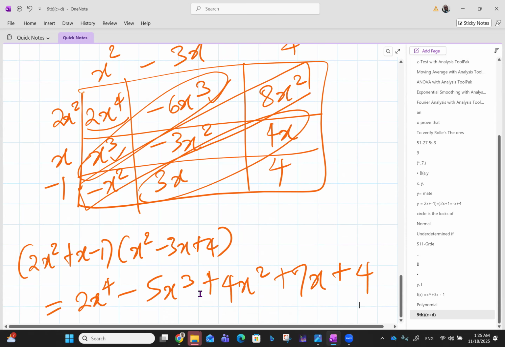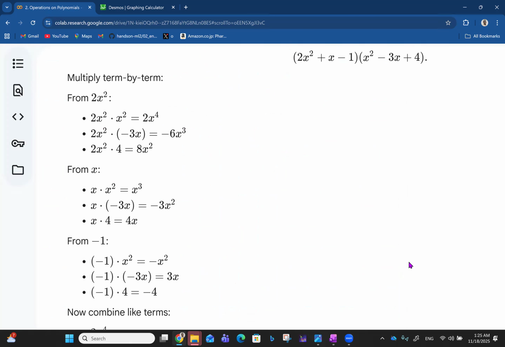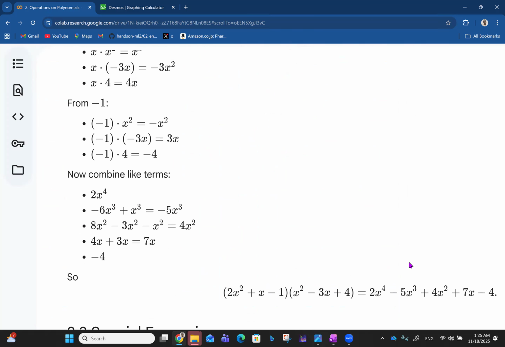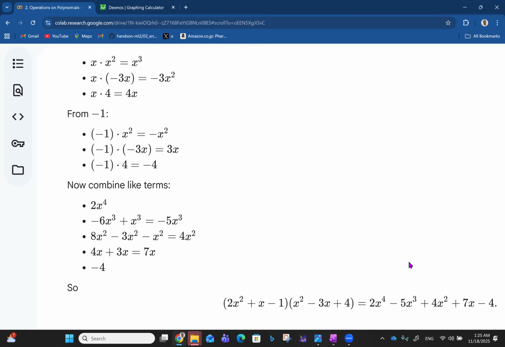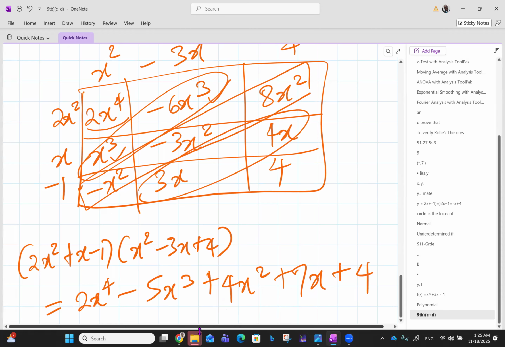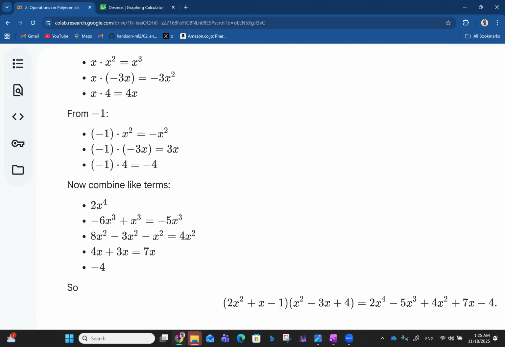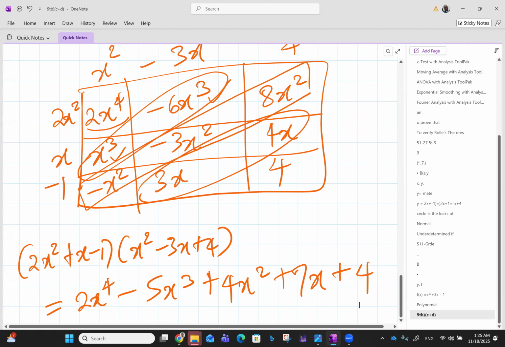So 2x raised to the power 4 minus 5x cubed plus 4x squared plus 7x plus 4. That becomes our answer, just like what we have right here. Okay. 2x raised to the power 4 minus 5x cubed. Right. So yeah, minus 5x cubed. 4x squared, 7x, 4. Yeah. 7x. Is it plus or minus 4?